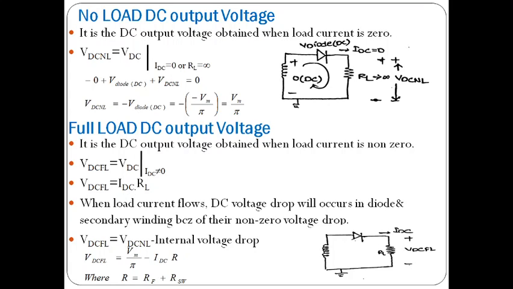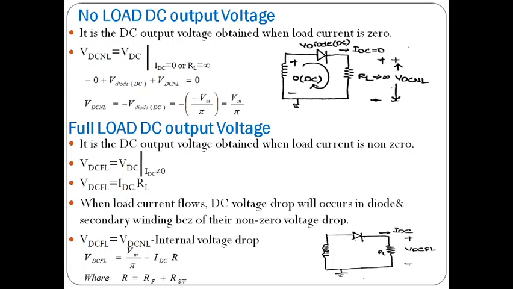The second one is the full load DC output voltage. That means now we are considering the DC output voltage when RL is present. Otherwise, you can say it is the DC output voltage when the load current is non-zero. Now VDC FL equals VDC when IDC is non-zero. So it can be written simply as VDC equals IDC into RL, when there is no voltage drop across the diode and secondary winding.